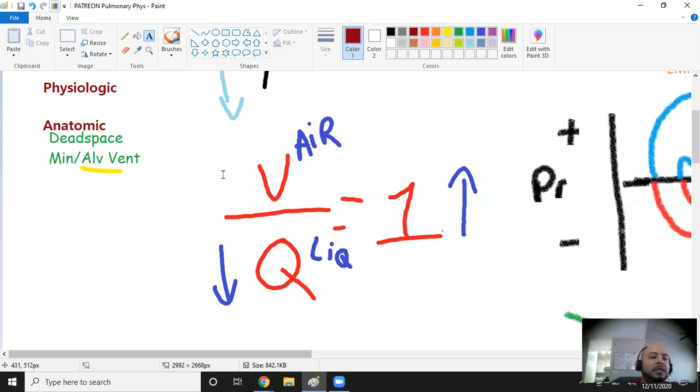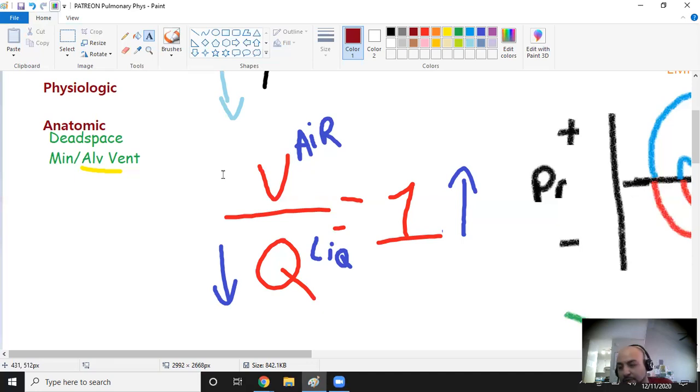Next concept is minute versus alveolar ventilation. So minute ventilation is basically just your respiratory rate. That's it. How often are you breathing per minute? But see, what is most important is not so much your respiratory rate, rather it's your alveolar ventilation. How much of that oxygen that you're getting in actually makes it down into the alveoli? That's what's important. Okay, so alveolar ventilation versus minute ventilation.